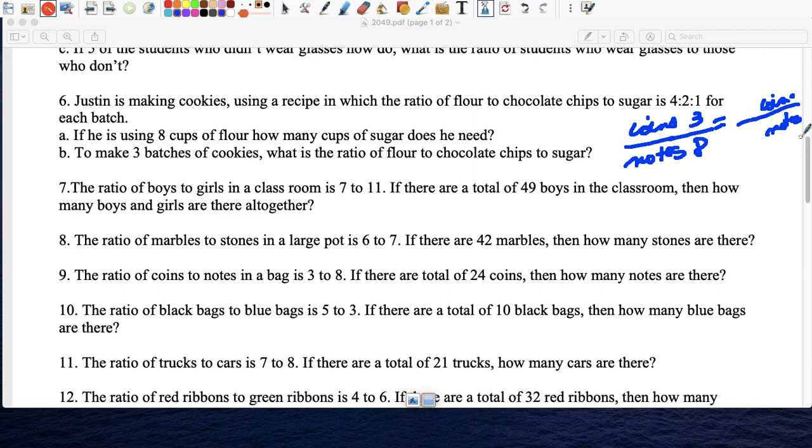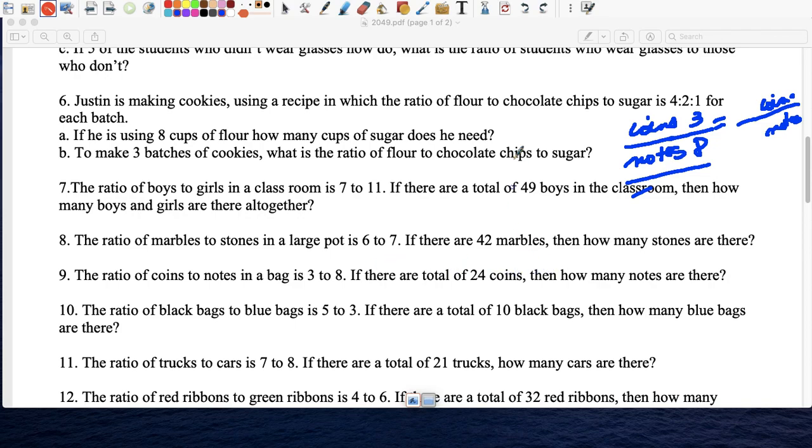A proportion is two ratios that are equal to each other. So let's find another equivalent ratio. 3 to 8 is what I have so far. Let me write another one here. I know that when I have 3 coins and 8 notes, there's a total of 11. No, I don't need that. Sorry, I'll take that out.